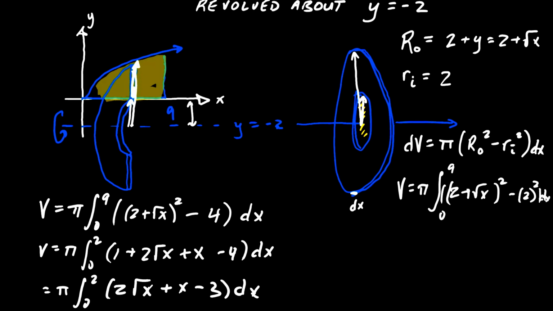And if we use the power rule, we can finish integrating that. And so we can either do that by hand, or again, we can use a program. We would end up with 49.5 pi as our final answer.